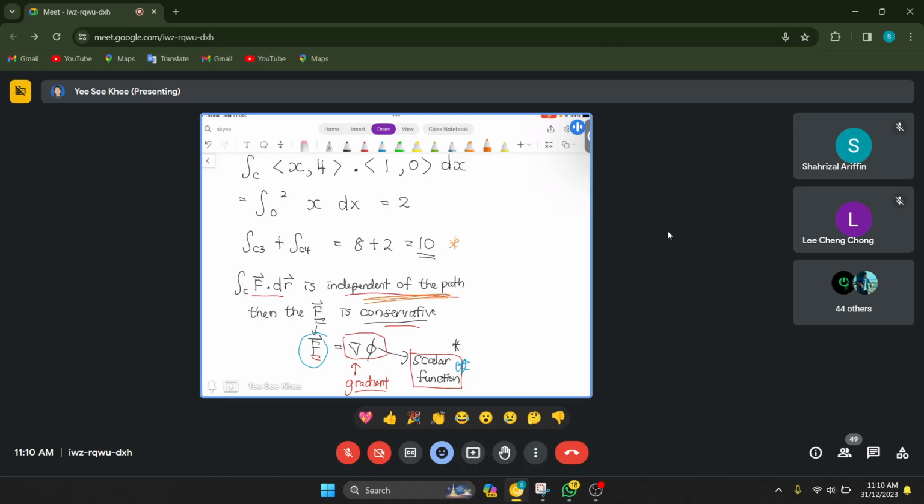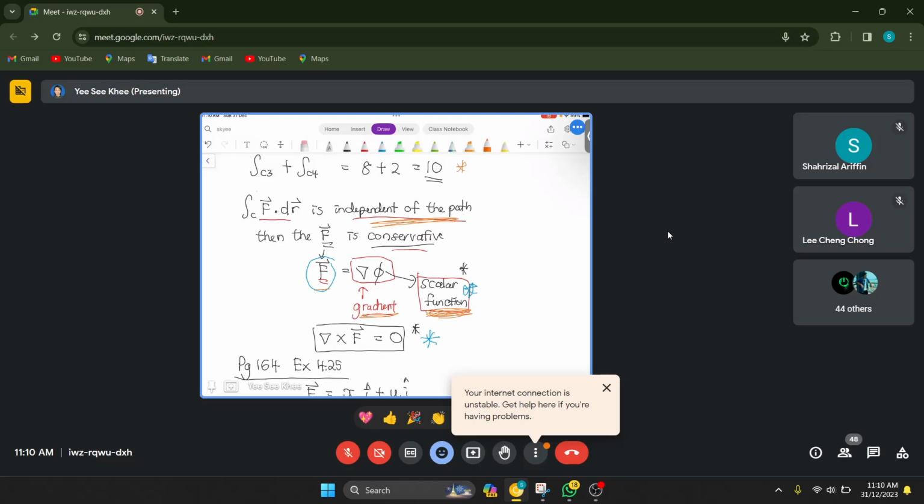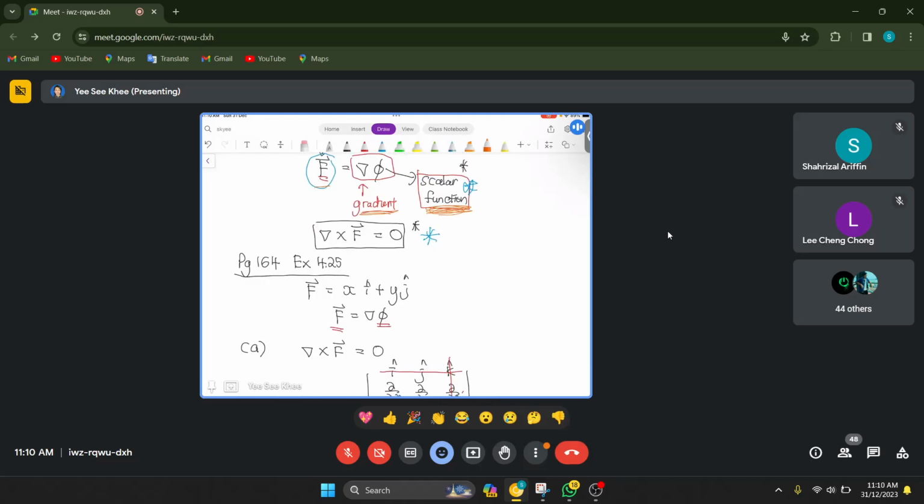When it is conservative, it means there will be a scalar function, and when you take the gradient of this scalar function, you will get F. Another property of a conservative force is that when you perform the curl of the vector F, you will get an answer equal to 0.